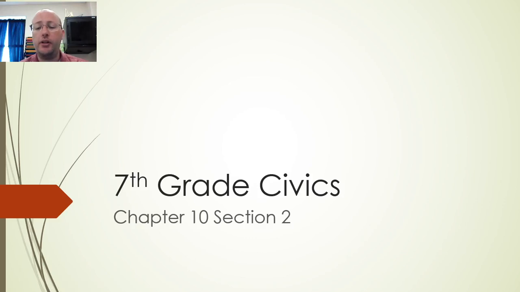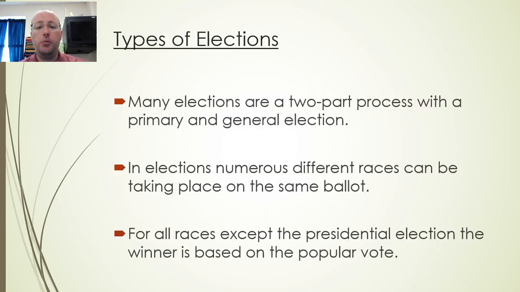Now we're in Chapter 10, Section 2, and we're going to discuss the Electoral College in this one. Many elections are a two-part process. There's a primary and a general election. In an election, numerous different races can be taking place on the same ballot. For all races except the presidential election, the winner is based on the popular vote.